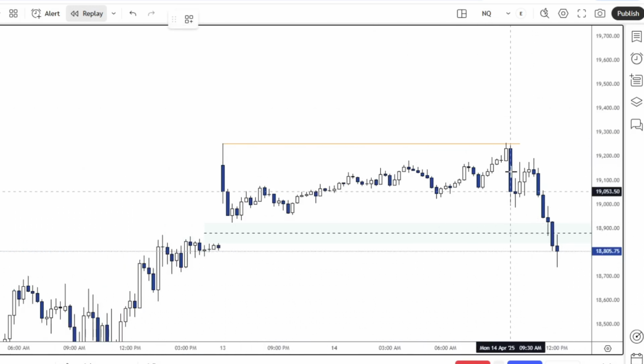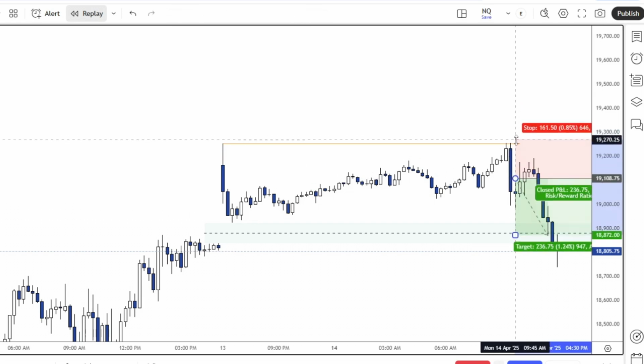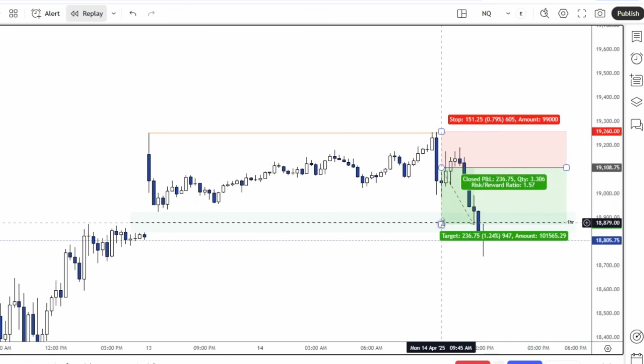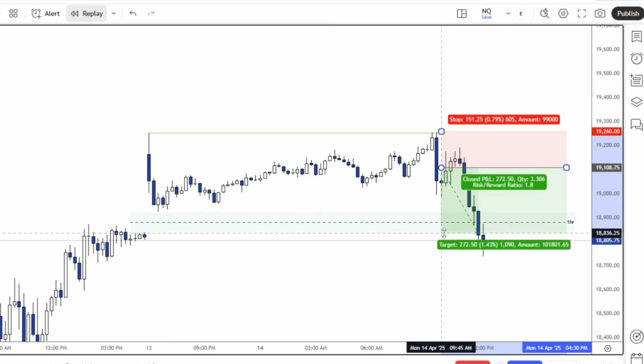This is an example of a trade you could take on the 15 minute. There's actually another one we took on the 1 minute. It's one I actually took. I got a better RR, but you could still have gotten a nice one here with a 1.8.